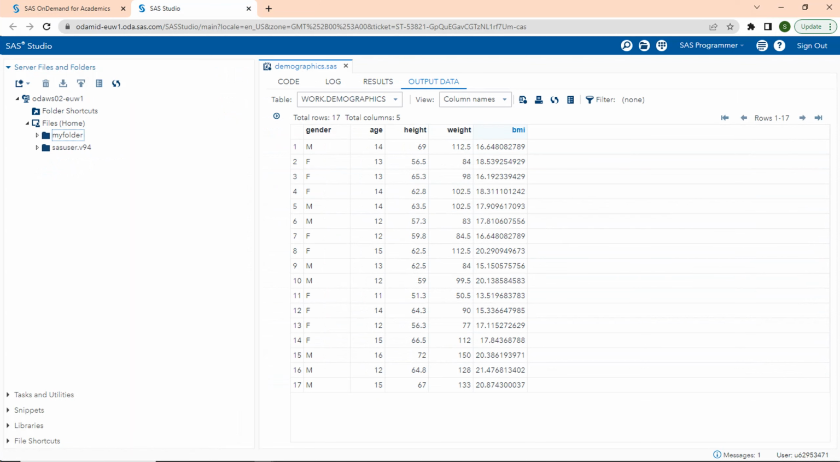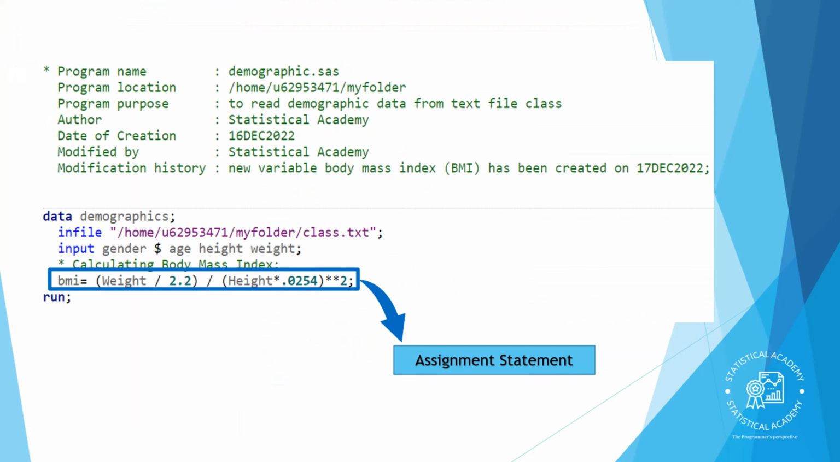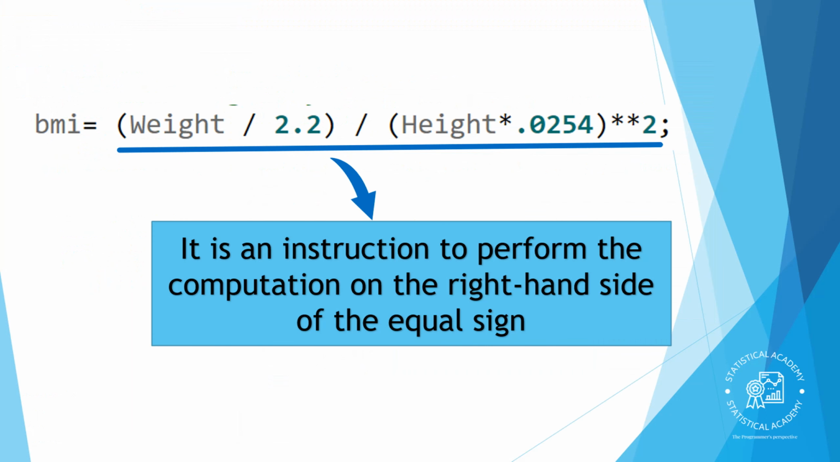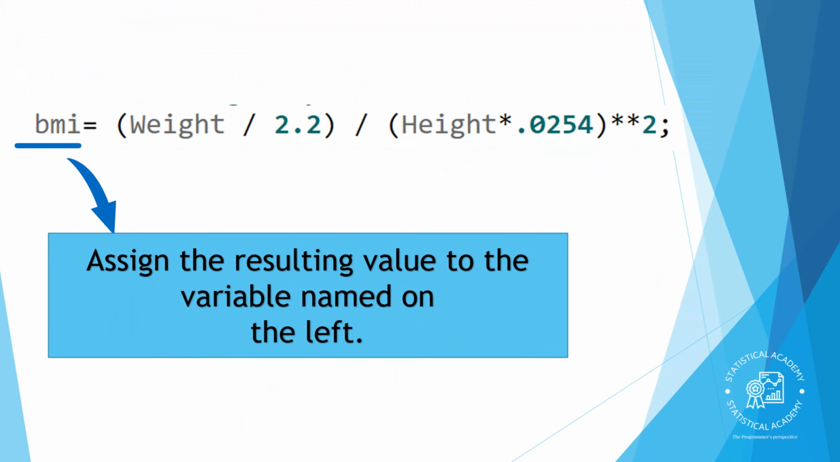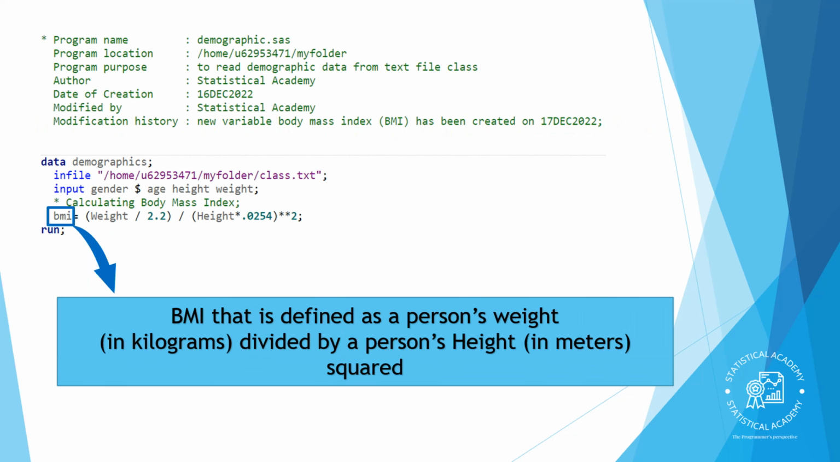Now let's have a high level look at the program. This is called an assignment statement. It is an instruction to perform the computation on the right hand side of the equal sign and assign the resulting value to the variable named on the left. Here we are creating a new variable named BMI that is defined as a person's weight in kilograms divided by a person's height in meters squared. BMI is a useful index of obesity.